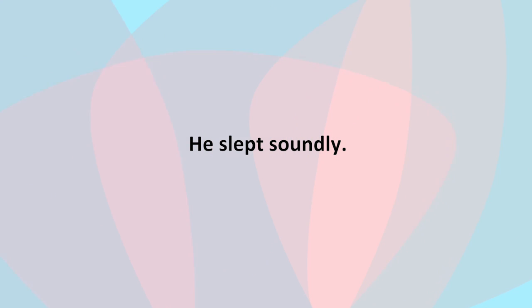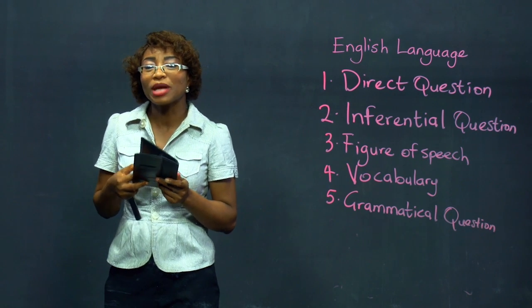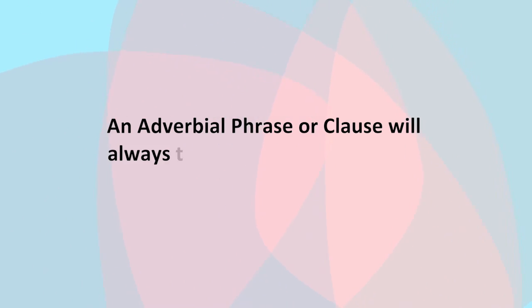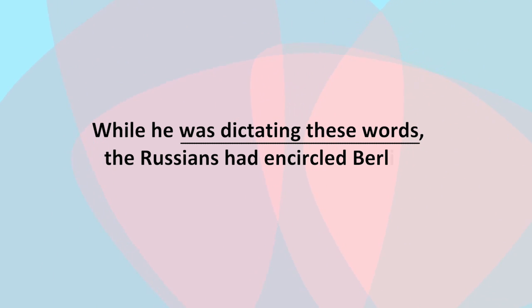How did he sleep? He slept soundly. Did he sleep fitfully? No. Did he sleep just a little? No. How did he sleep? He slept soundly. And so we would just have it at the back of our mind that an adverbial phrase or an adverbial clause will always tell you more about the verb. I'll give you an example of an adverbial clause in a sentence. While he was dictating these words, the Russians had encircled Berlin.